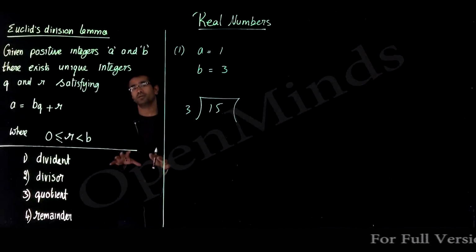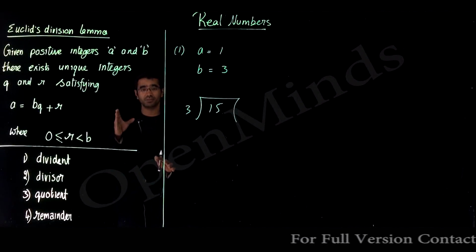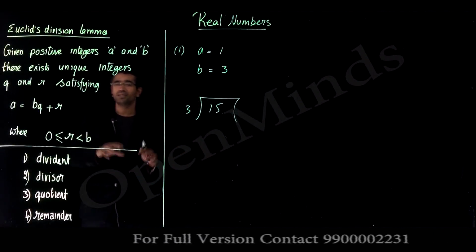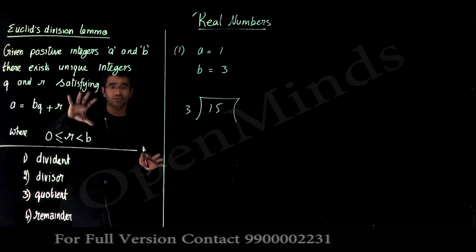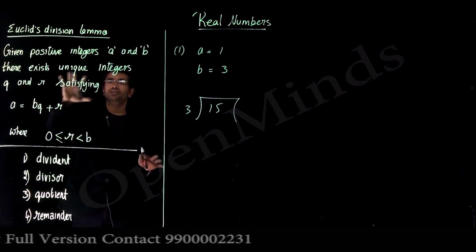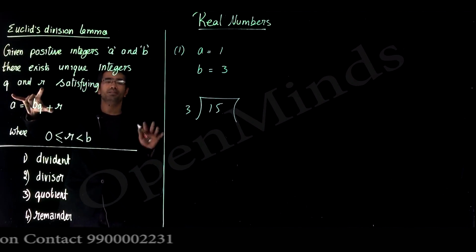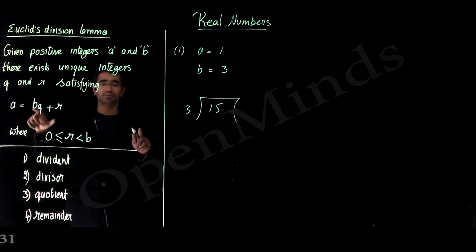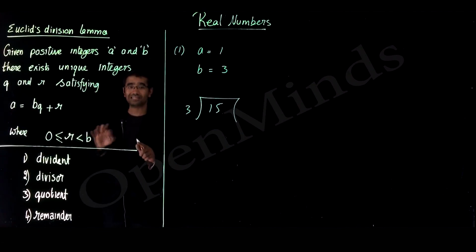The first thing, and very important to know here, is Euclid's division lemma. The whole chapter revolves around this particular topic. Now that's simple, actually. It says given two positive integers a and b, there exist unique integers q and r satisfying this equation. So remember, all of them are integers. a, b, q and r, they are all integers, no decimals, no fractions.